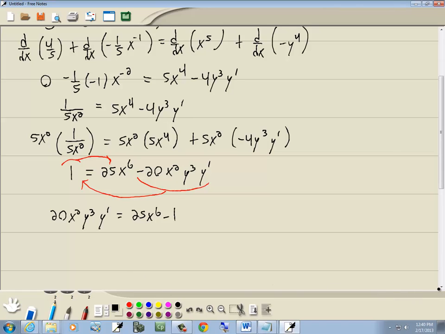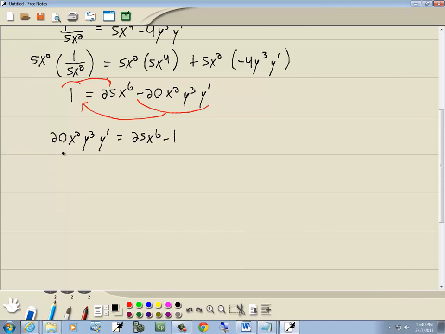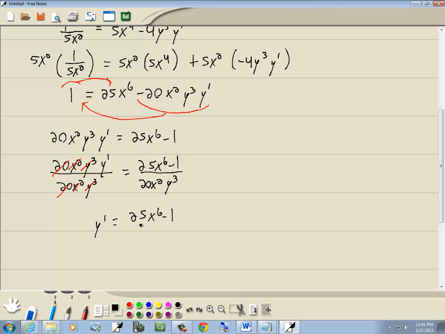Now we want to get y prime by itself, so we're going to divide both sides by what's in front of our y prime. So we'll divide both sides by 20x squared, y to the third. When we do that, these 20s cancel, these x squareds cancel, these y to the thirds cancel, and we're left with y prime is equal to 25x to the 6 minus 1 over 20x squared, y to the third. And that's our answer.